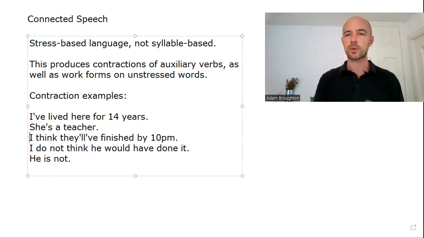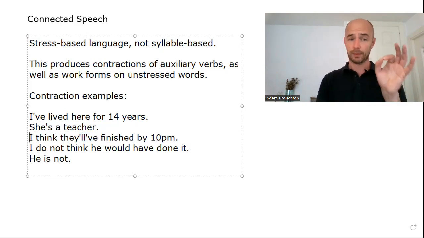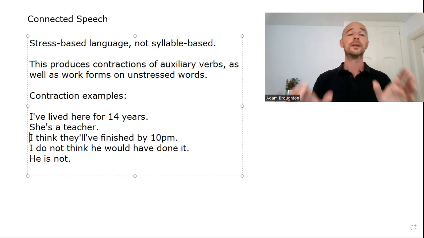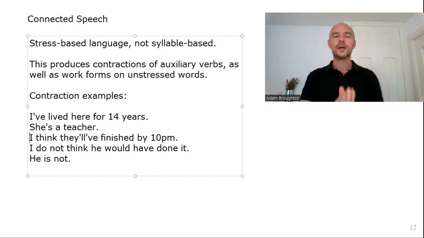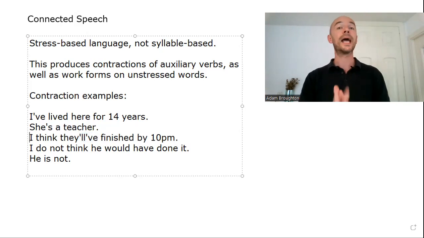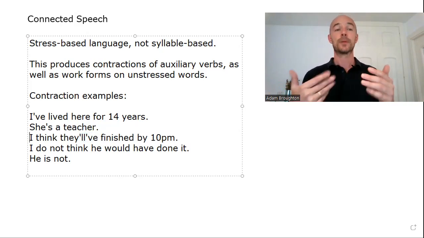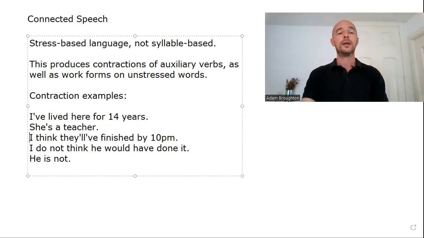Again, if you don't want to pronounce it in this way, totally fine. I don't expect you to, but I do expect you to understand these when native speakers say them. So be very careful of these. Native speakers will always contract everything when we speak unless we want to emphasize a particular sentence. Now, most of the time, we don't want to emphasize a particular sentence, so we contract everything.